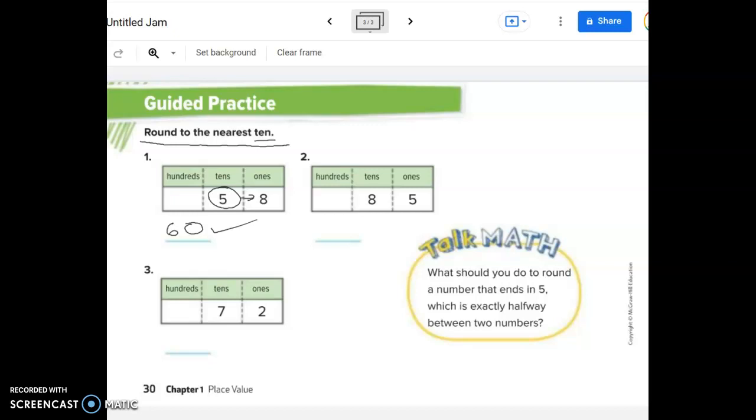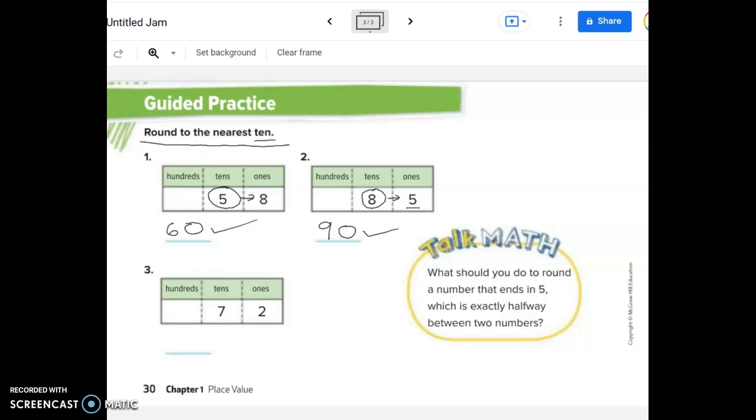Let's look at the next one, number 2. Again, we look at the same rules. We circle the digit in the tens column because we're rounding off to the nearest tens. Then we look to the digit to the right, which is 5. And the digit 5 is also 5 or more, so we have to raise that up to 10. The 8 will become 1 more, which is 9, and we add in a 0 at the end. So 85 rounded off to the nearest 10 will become 90.